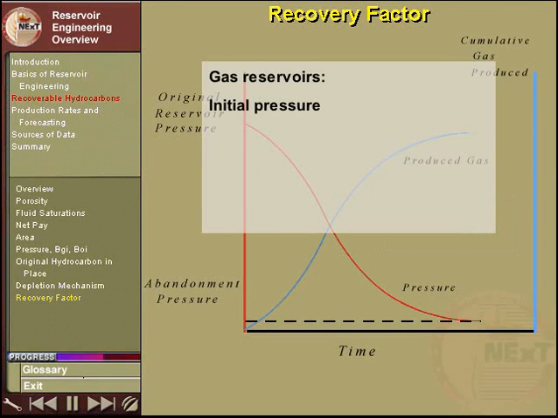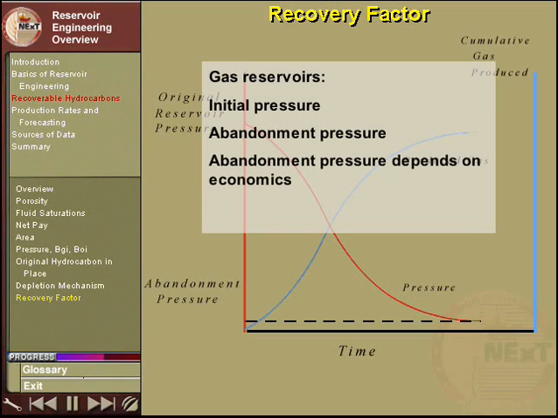The recovery factor is the fraction of the original hydrocarbon in place that is recoverable from the reservoir. In gas reservoirs, the recovery factor is primarily a function of pressure depletion from the initial pressure at discovery to the pressure at abandonment. Abandonment pressure is usually based on economic considerations. In other words, when it becomes too expensive to produce the gas.